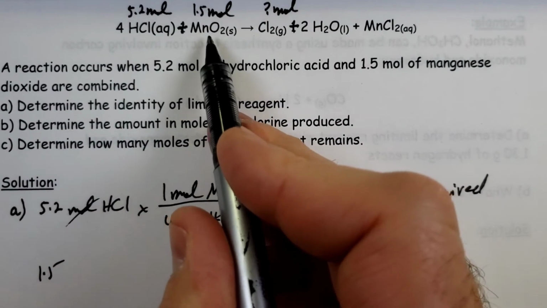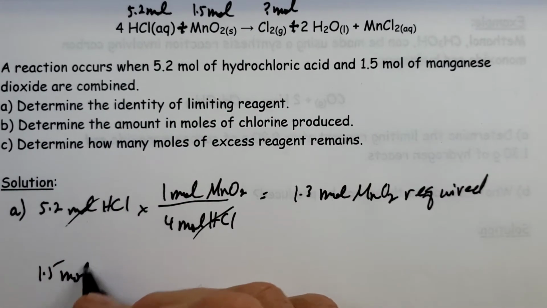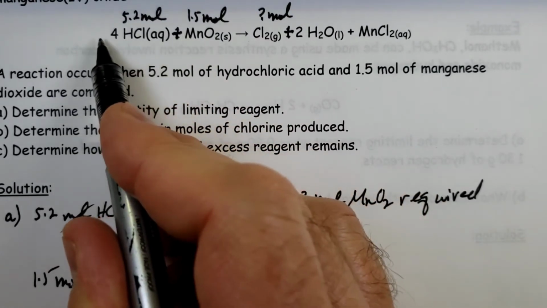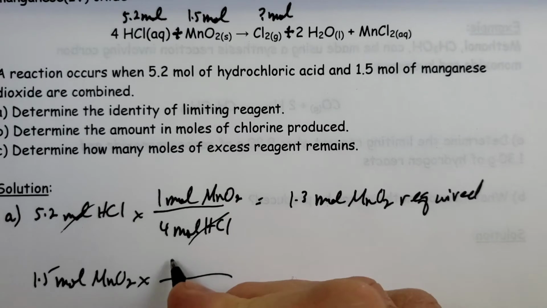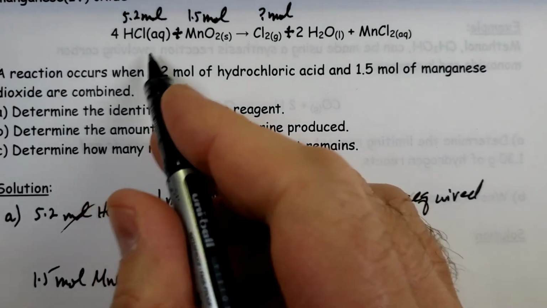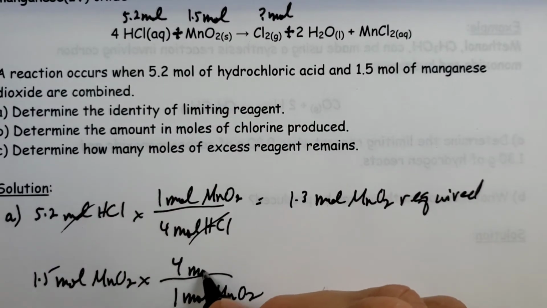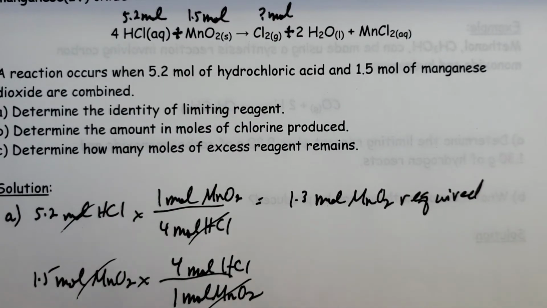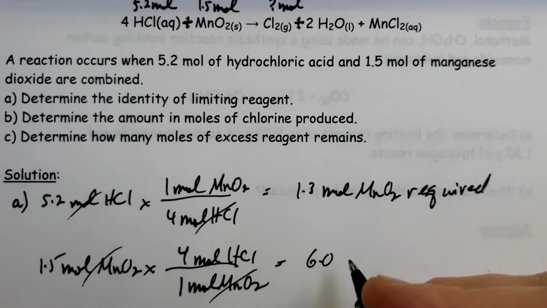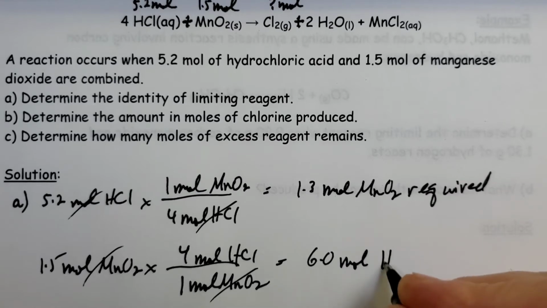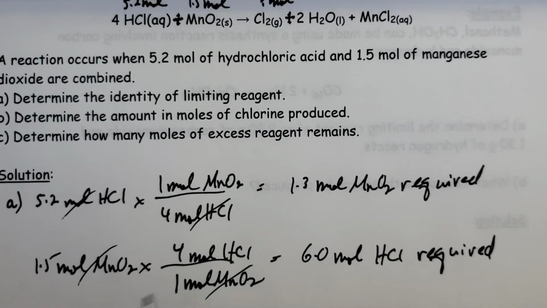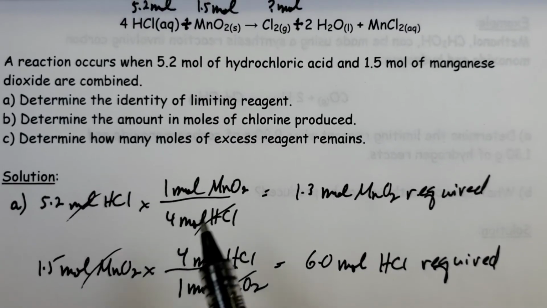If I had started over here instead, 1.5 moles of MnO2, 1-to-4. 1 mole of MnO2 requires 4 moles of HCl. So 1.5 times 4 divided by 1, 6.0 moles of HCl required. So now we can kind of take a look at which one works.